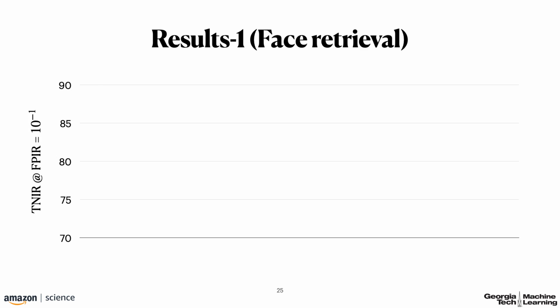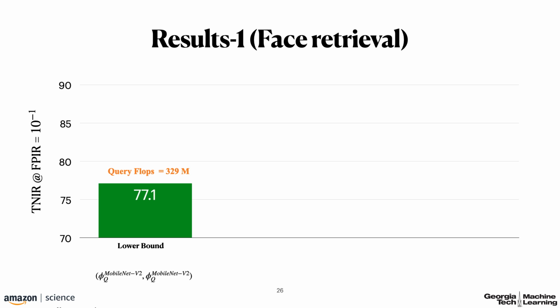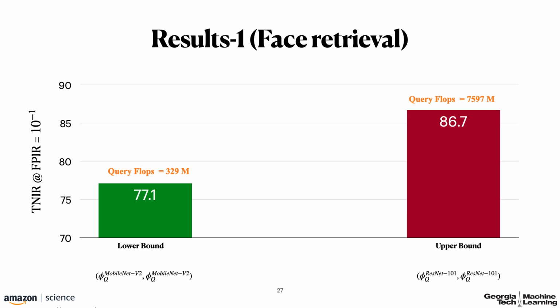We look at some key results on the face retrieval task. The y-axis here represents the retrieval metric. The lower bound of performance is achieved by a homogeneous system containing a MobileNet v2 model on both ends. This system achieves 77.1% accuracy while consuming 329 megaflops. At the other end, the upper bound of performance is achieved by a homogeneous system containing a ResNet 101 model on both the ends. This system achieves 86.7% accuracy while consuming 7597 megaflops. The ideal performance of a heterogeneous system must lie between these two.